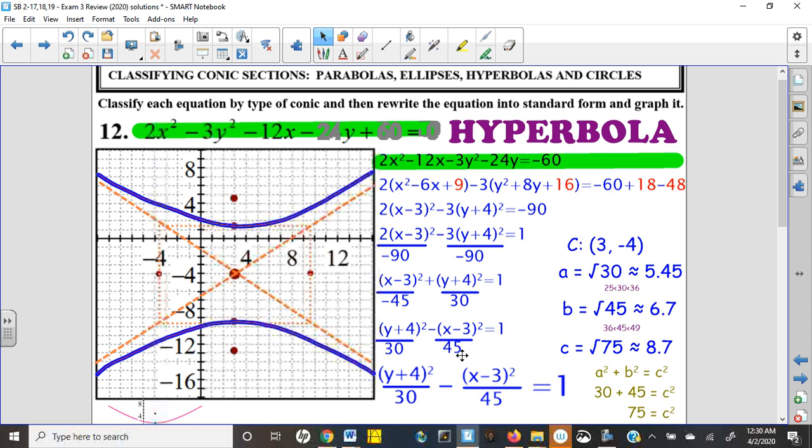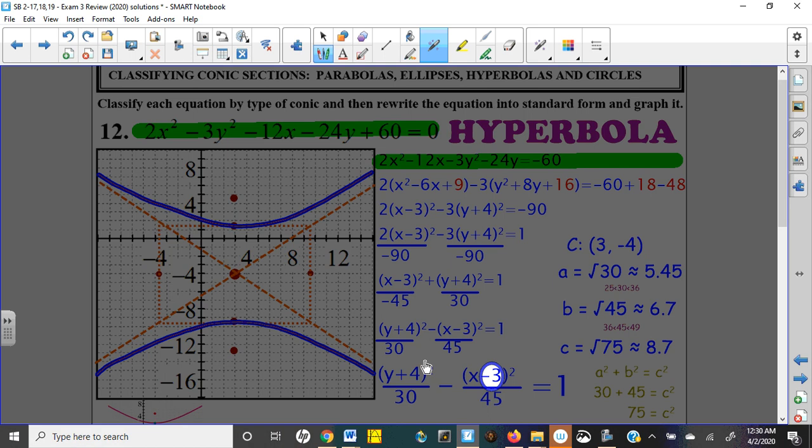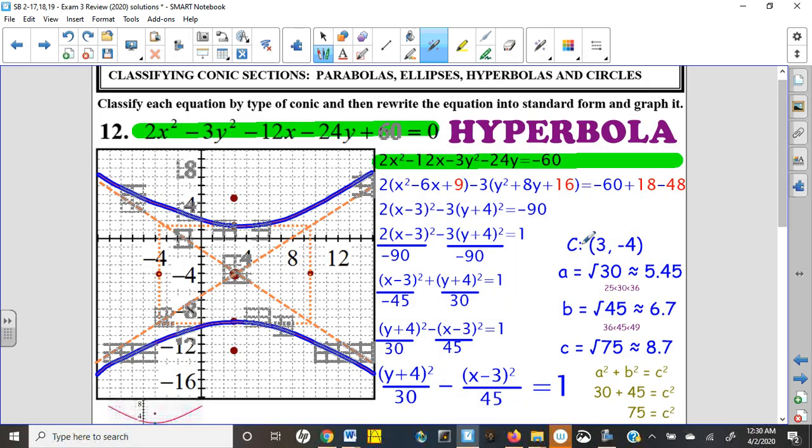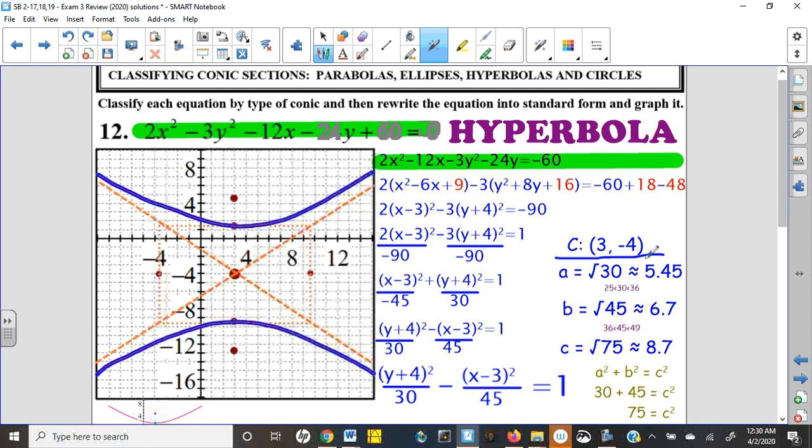We're looking at a center of +3, -4. Okay, that's where that center is. Looks like the a squared value is 30.